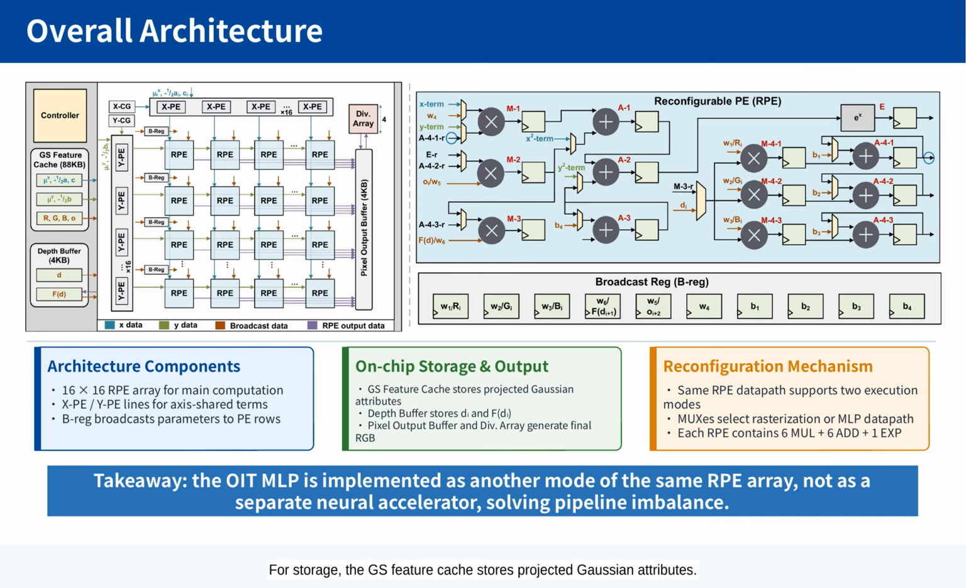For storage, the GS feature cache stores projected Gaussian attributes. The depth buffer stores di and the predicted transmittance factor f(di). The pixel output buffer accumulates intermediate results, and the division array produces final RGB colors. Reconfiguration is implemented with multiplexers on the PE data path. Each RPE contains 6 multipliers, 6 adders, and 1 exponential unit. The main point is that the OIT MLP is not a standalone neural engine. It is mapped onto the same arithmetic fabric used for rasterization, which avoids extra hardware and maintains high utilization.